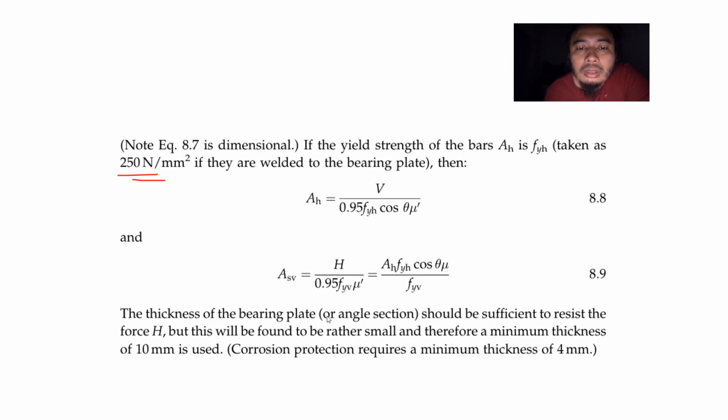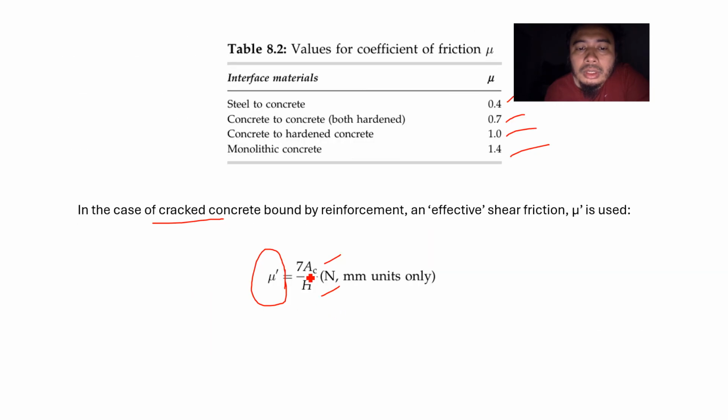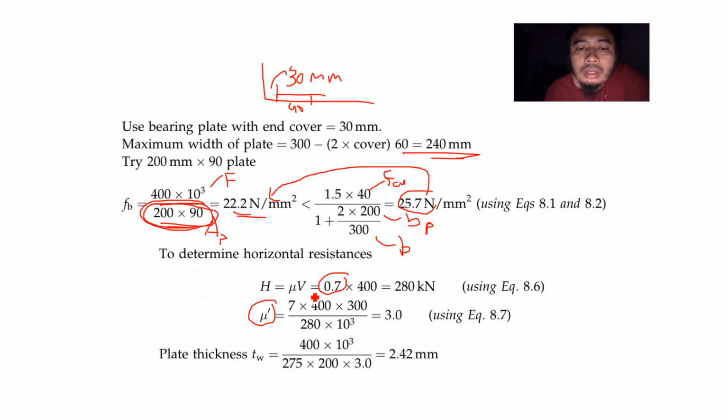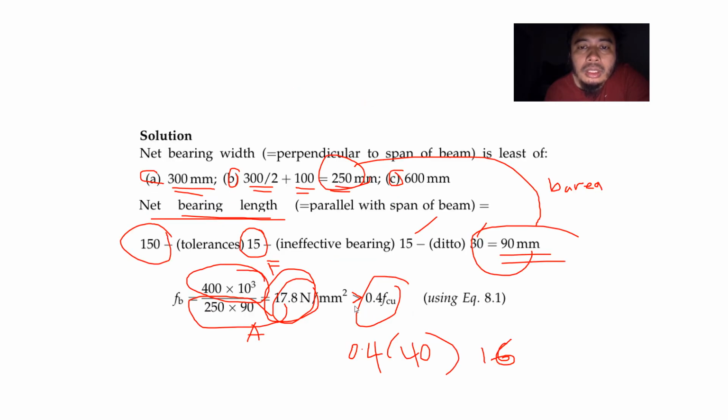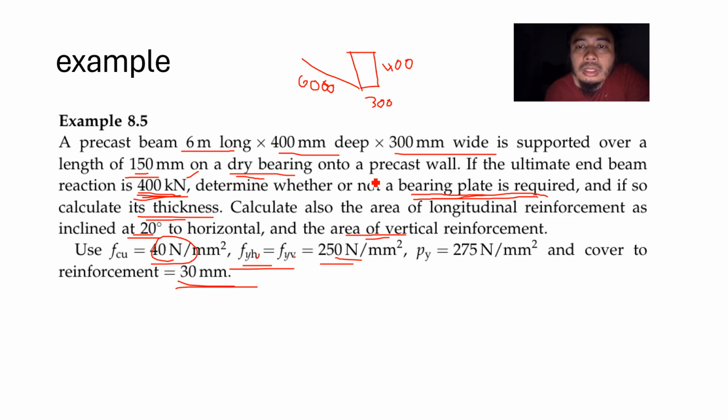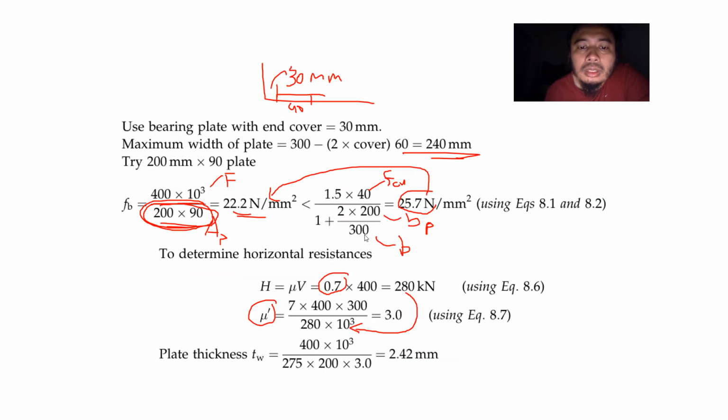You can see your equation. This is your AC, area of concrete. This is your value of H, and this is your value of H. This is your area of concrete, 400 times 300. 400 by 300 is your precast beam. So this is your new mu value, new prime value.